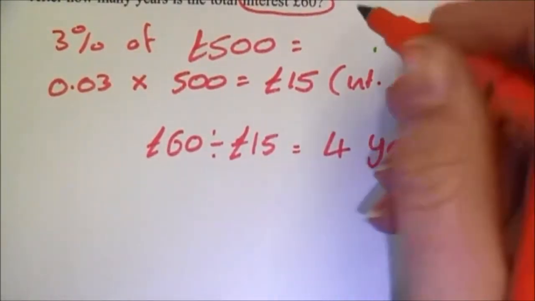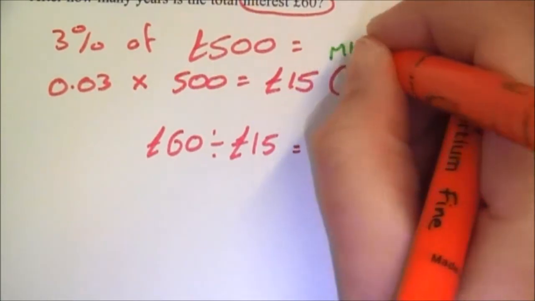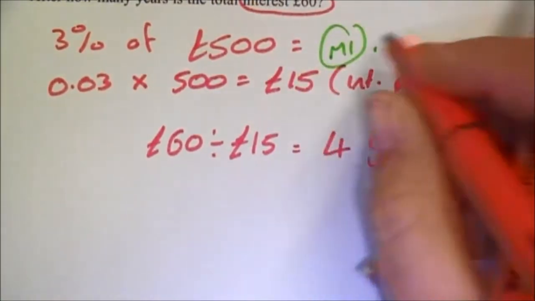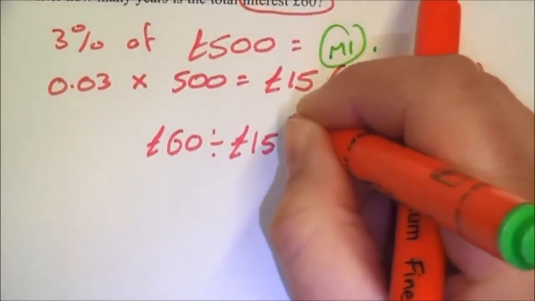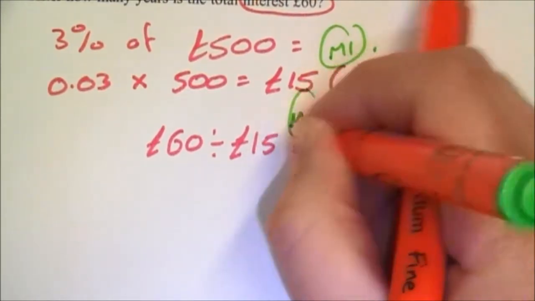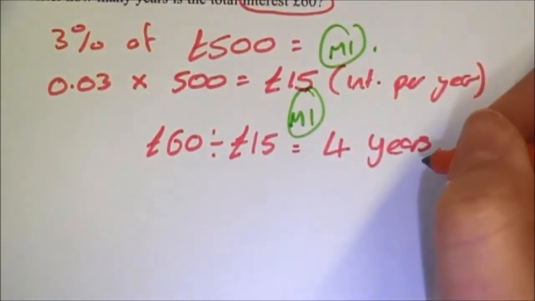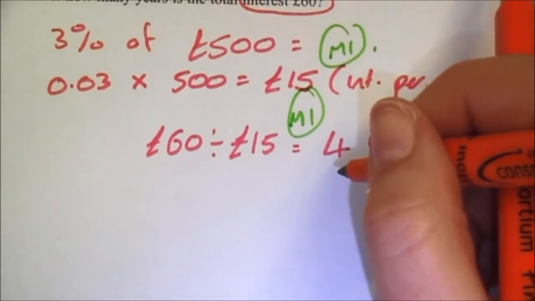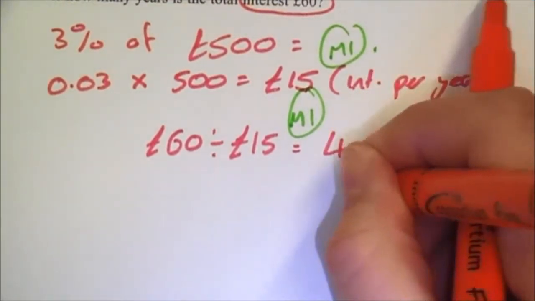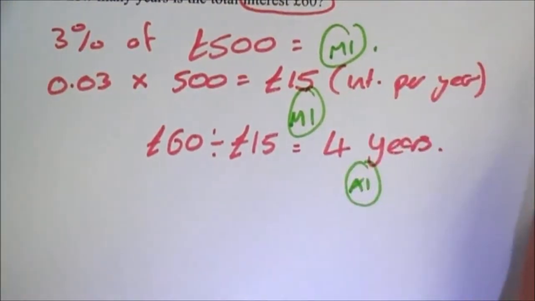You get 1 mark for showing that you can calculate 1 year's interest. You get another mark for showing that you can scale that up to make a relationship with the 60, and then you get the answer mark for getting the answer correct.